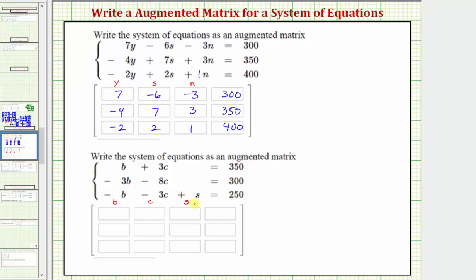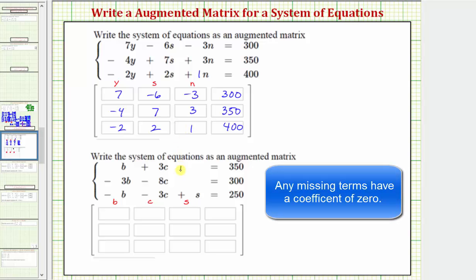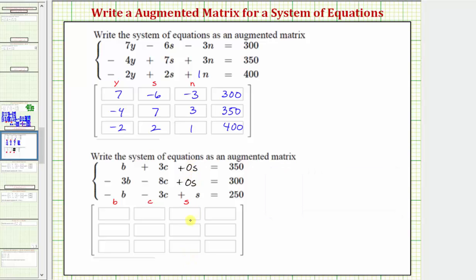Notice how here we are missing some terms though. Notice how the first and second equations don't have s terms. So just to keep things nice and organized, let's go ahead and put +0s here and +0s here. This will help us complete the augmented matrix.